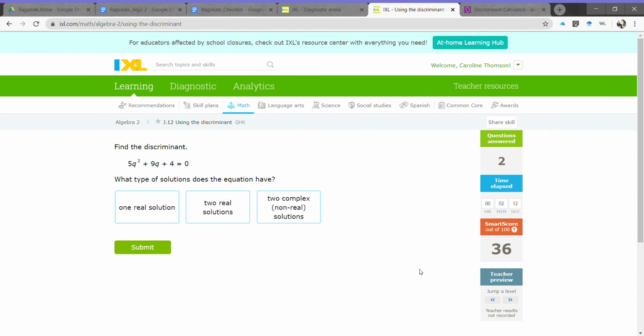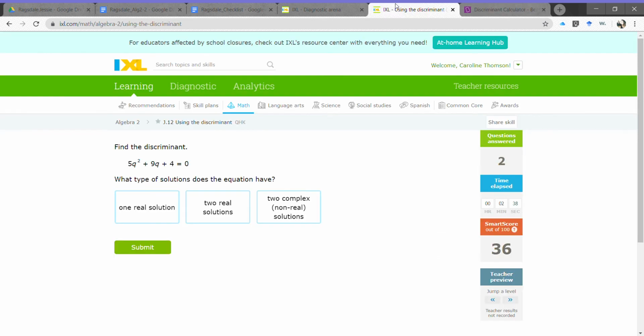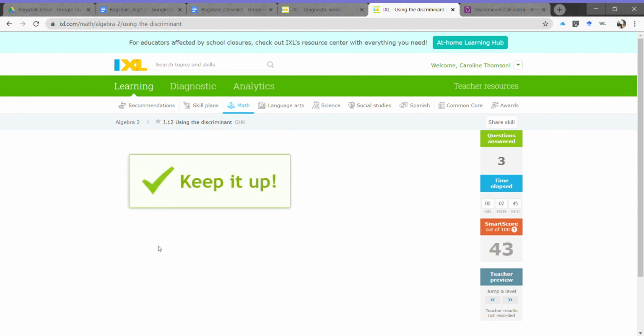So with this type of problem though, if our answer is less than 0, it's going to be 2 complex solutions. If our number equals 0, it equals 1 real solution. And if our number is greater than 0, it's 2 real solutions. So based off of this, we have a number 1, which means it is greater than 0, which means it's going to be 2 real solutions.